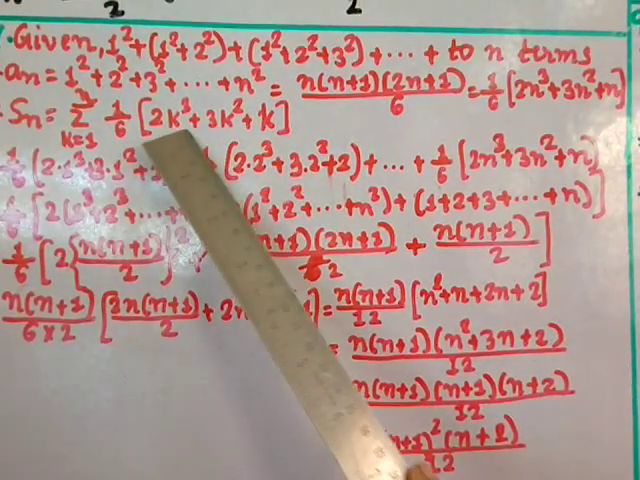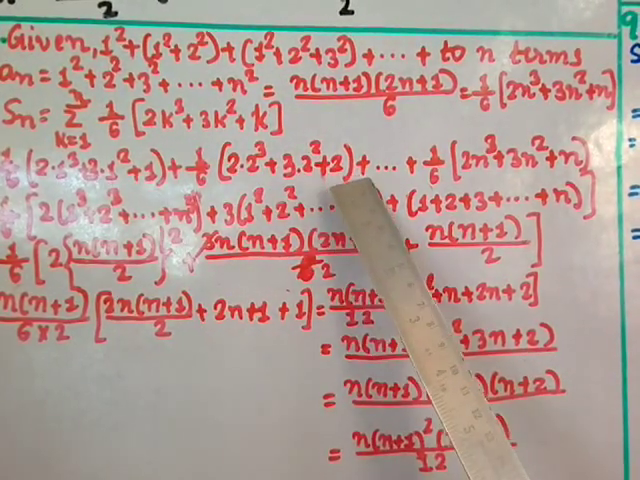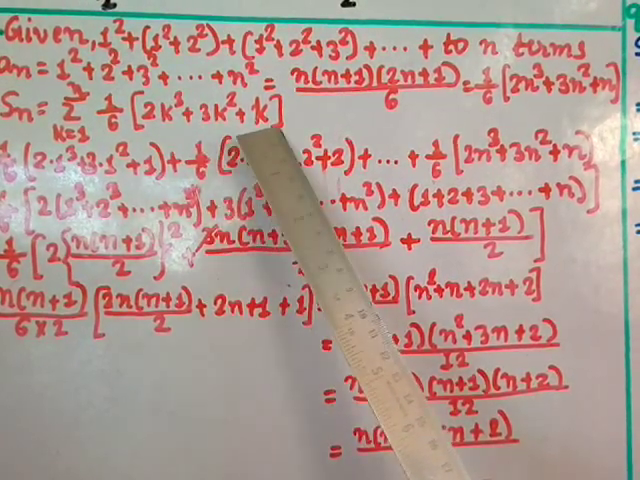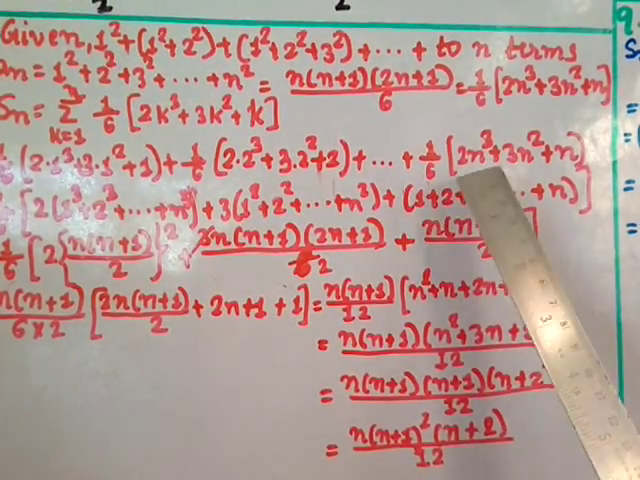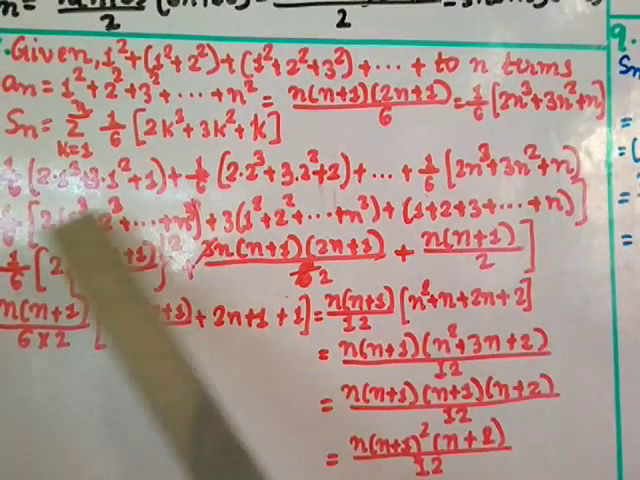So 2 into 2 cube plus 3 into 2 square plus k equal to 2, plus next will be 2 into 3 cube plus 3 into 3 square plus 3, plus up to plus 1 by 6, nth term is 2n cube plus 3n square plus n.